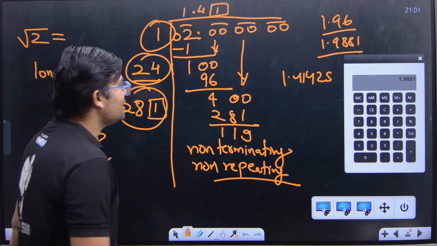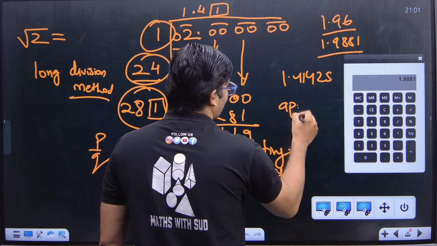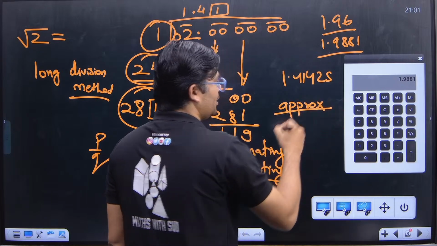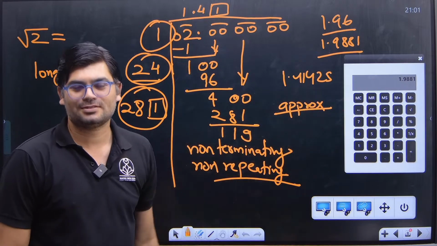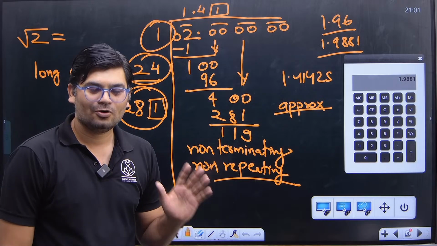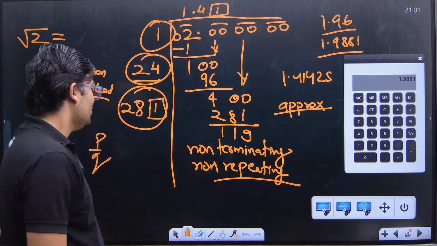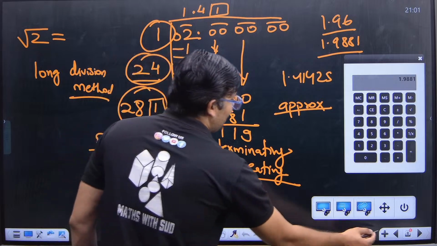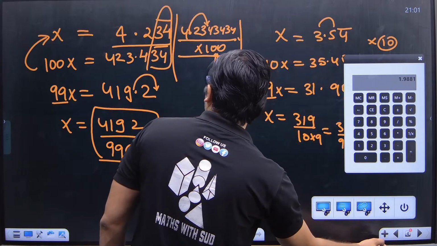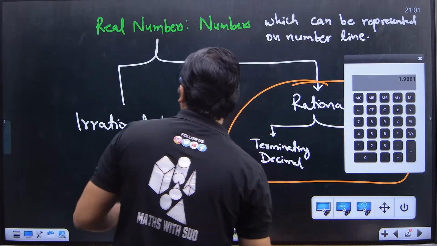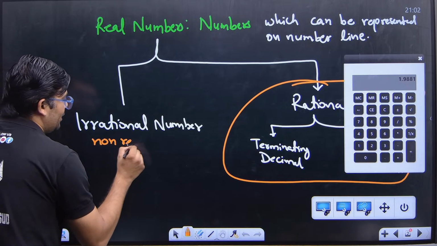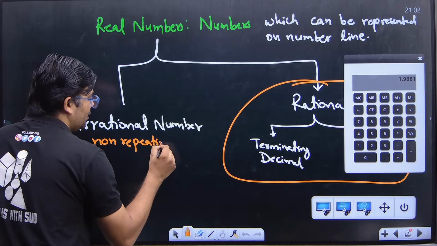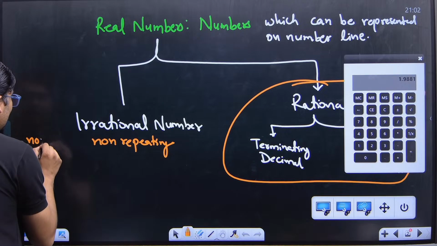So we will just write the approximate value. Approximate means we will write up to 2 decimals, 3 decimals, 4 decimals. Are you getting it? Yes, sir. So such numbers are known as irrational numbers, which I initially told you are non-terminating, non-repeating. They neither repeat nor terminate.